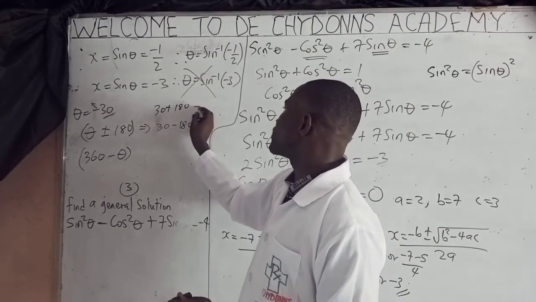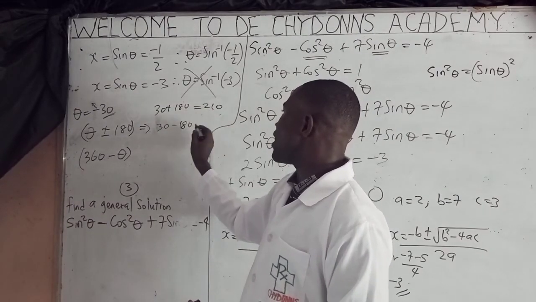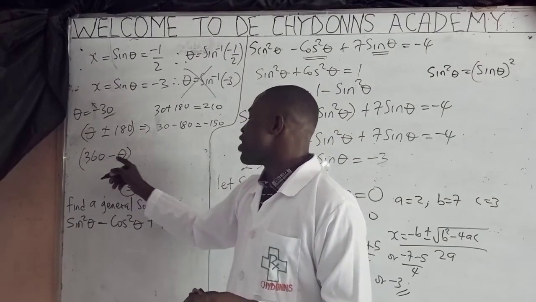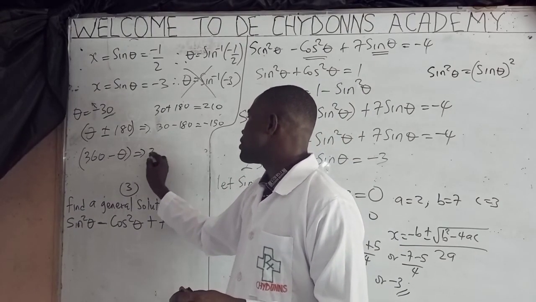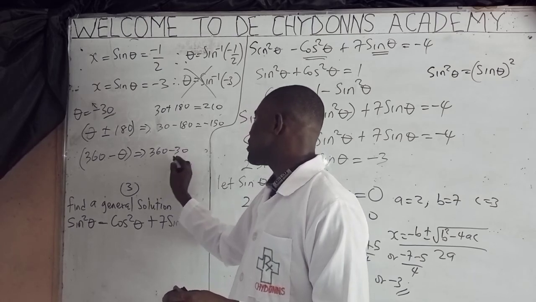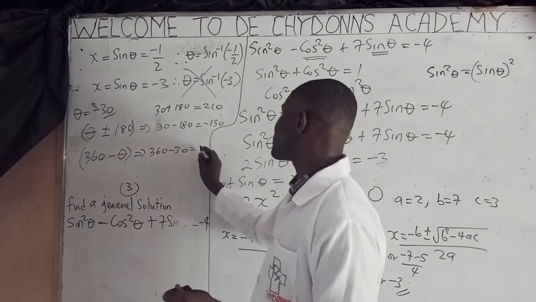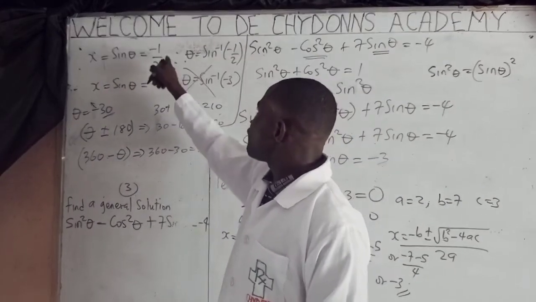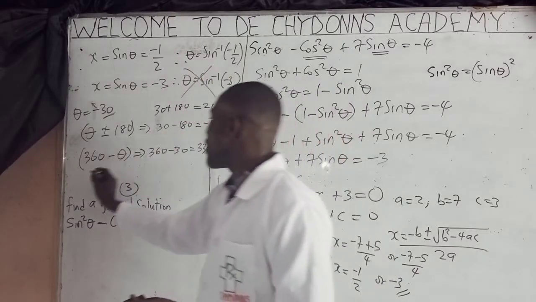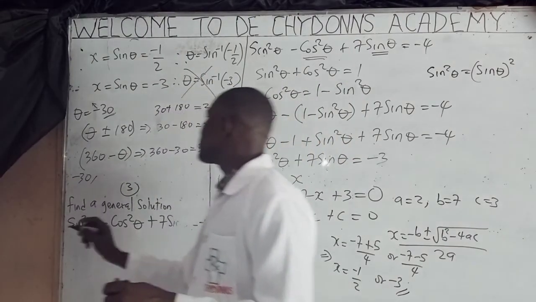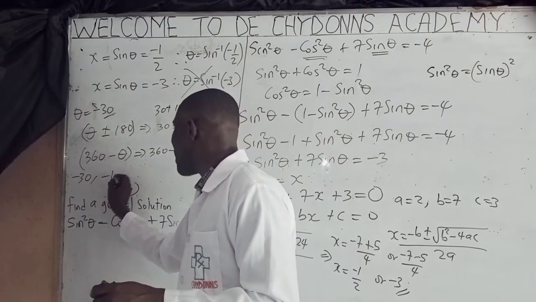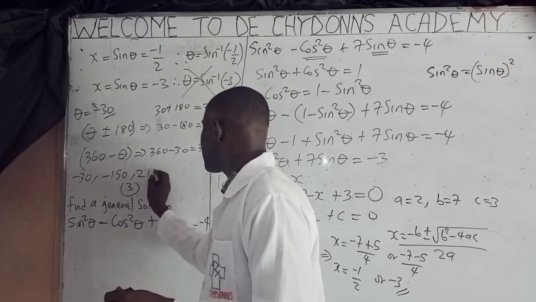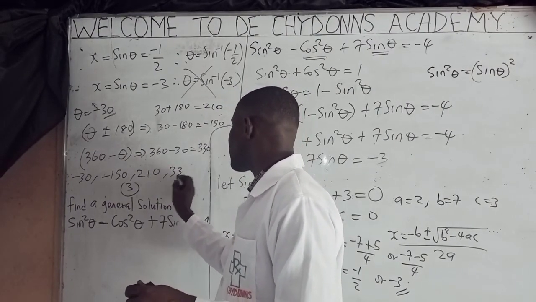So 30 plus 180 will be giving you 210. 30 minus 180 will be giving you minus 150. Then 360 minus 30 will be giving me 330. So I will now conclude and say from theta, sine inverse of this, we have the first answer to be minus 30, then the next answer to be minus 150, then the next answer to be 210, then the next answer to be 330.